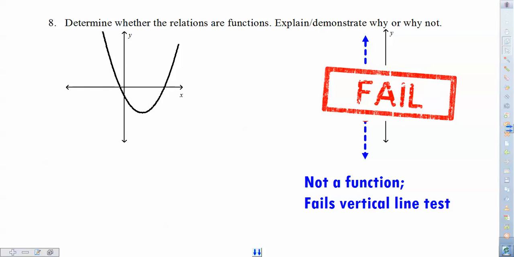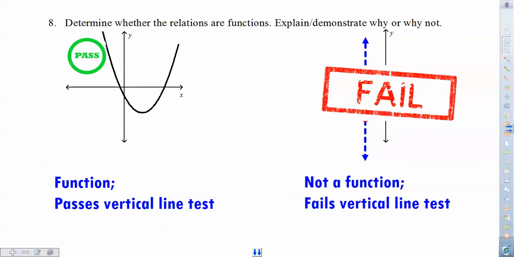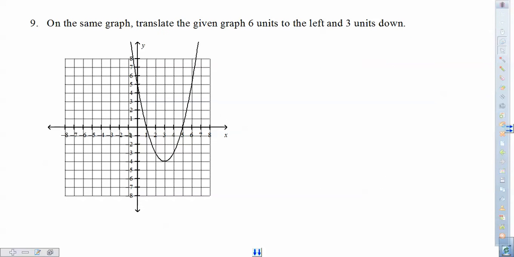Now if we look at the other one there, the parabola there, notice that no matter where we put this vertical line, if I drag it along here, notice we are only hitting that graph once everywhere. And if we can hit that graph once, that means it is a function. Alright, let's look at some more.